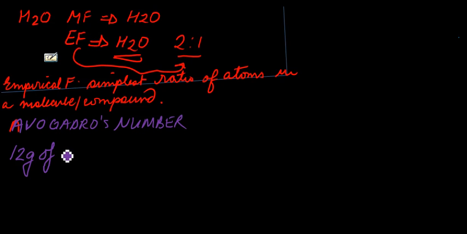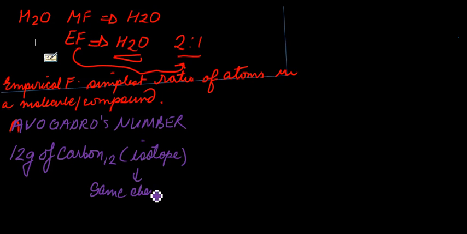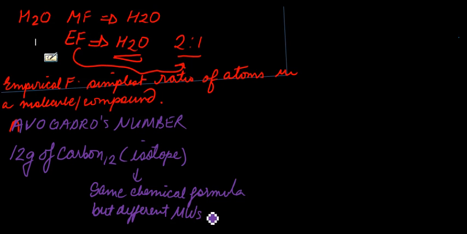So they took 12 grams of carbon-12, which is an isotope of carbon. So the same chemical formula, grade 10 chemistry, but different molecular weights, and that's because the number of neutrons is different.